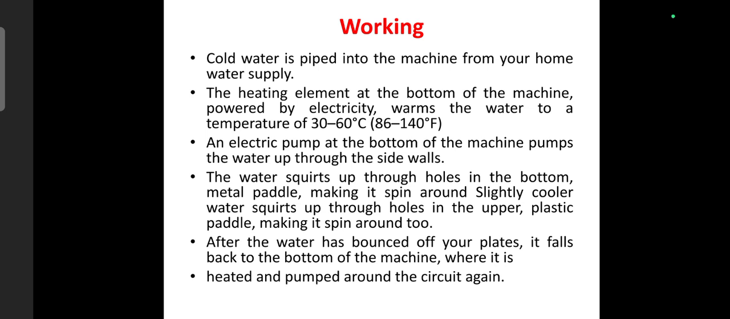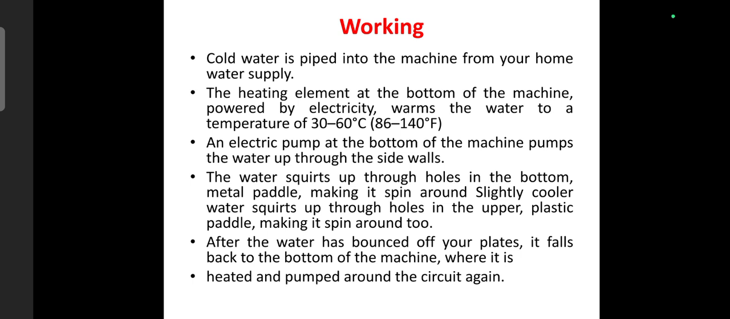Let us study the dishwasher operation step by step. First, cold water enters the dishwasher from the household water supply. Next, the heating element located at the bottom raises the water temperature to an appropriate level for cleaning. An electric pump then circulates the heated water throughout the machine. The water is forced through rotating spray arms that contain multiple nozzles.